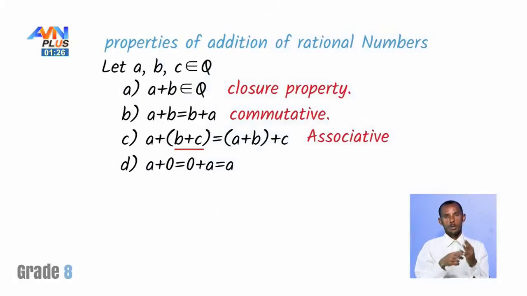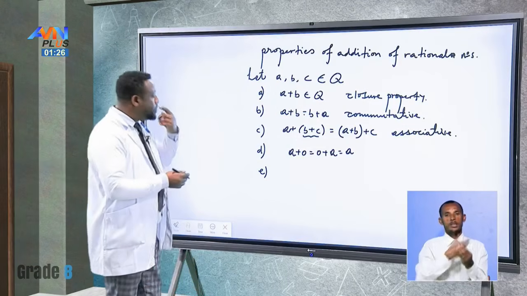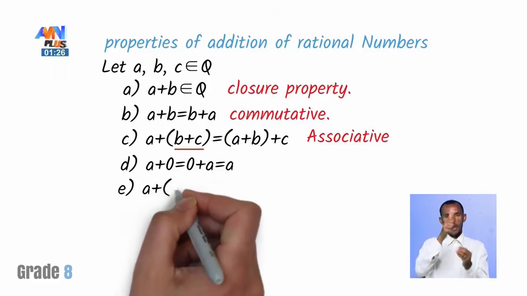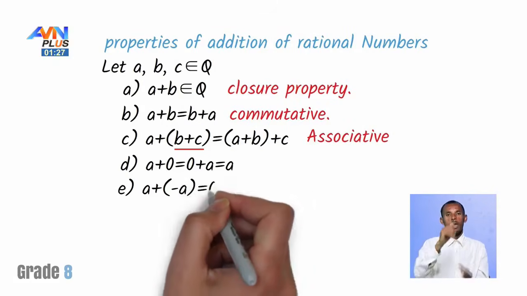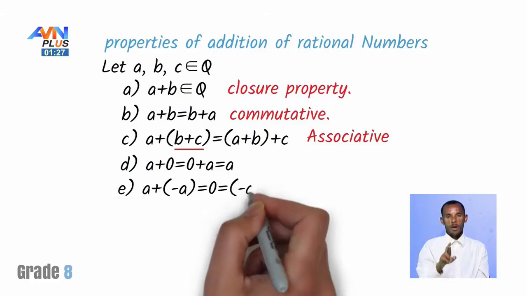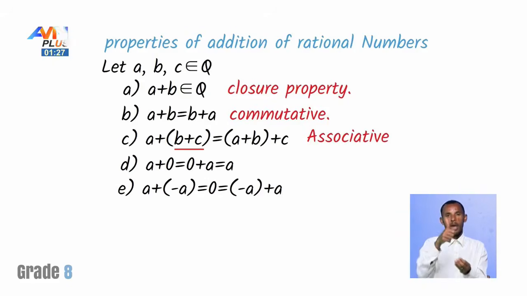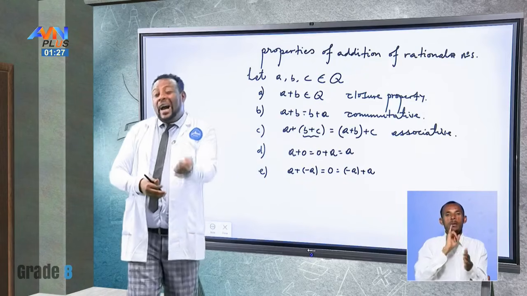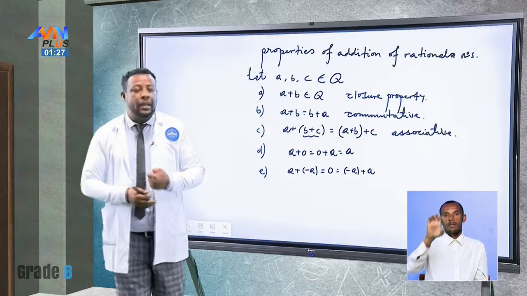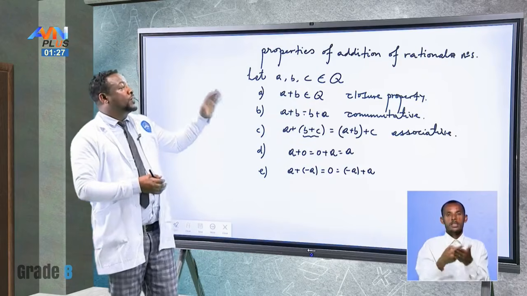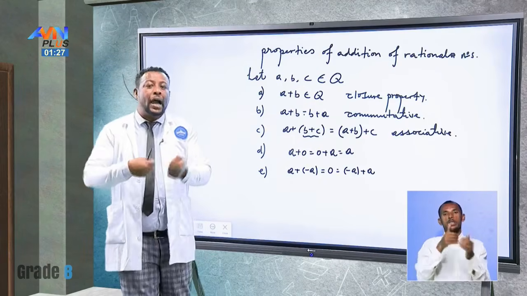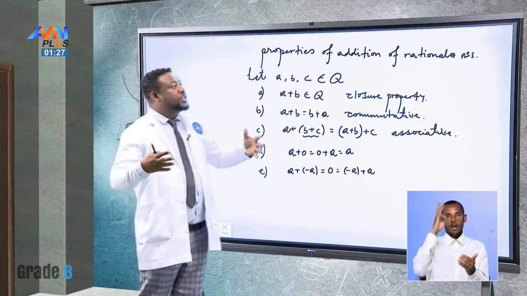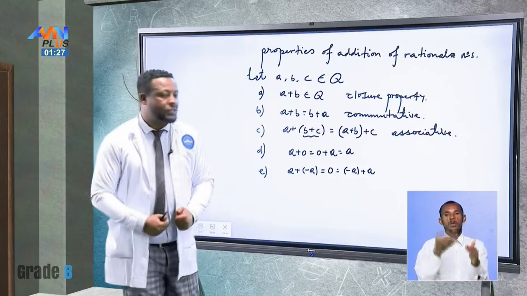And the last property in addition of rational numbers is that for any rational number A, A plus minus A gives us 0, or minus A plus A gives 0. In this case, minus A is called the additive inverse of A. So these are the properties of rational numbers associated with addition. Next we will see subtraction of rational numbers.